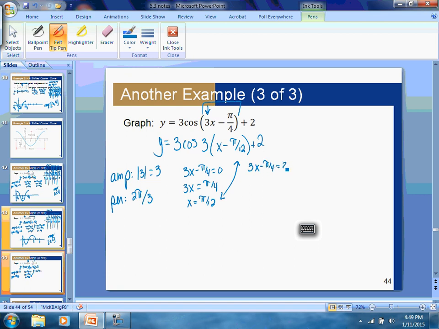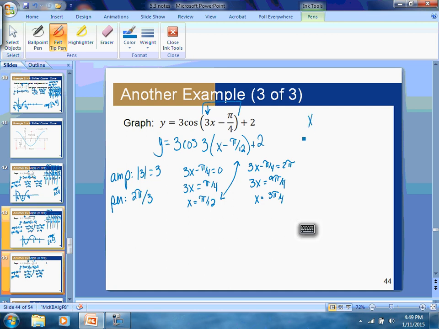And then we have 3x minus pi over 4. Is that equal to 2 pi? So when I add the pi over 4 over, that's going to be 9 pi over 4. And then when I divide by 3, that's going to be 3 pi over 4. So this value will be the last value in my table of values, remember.